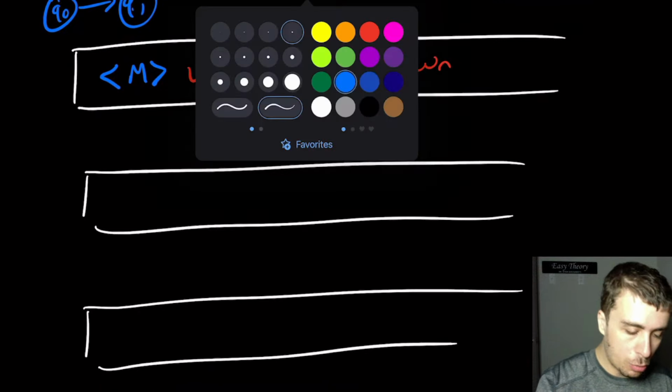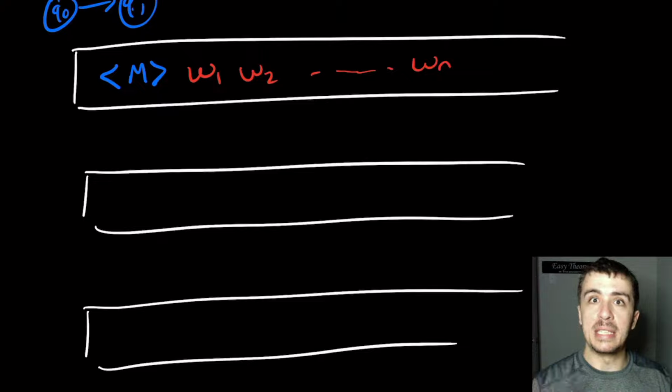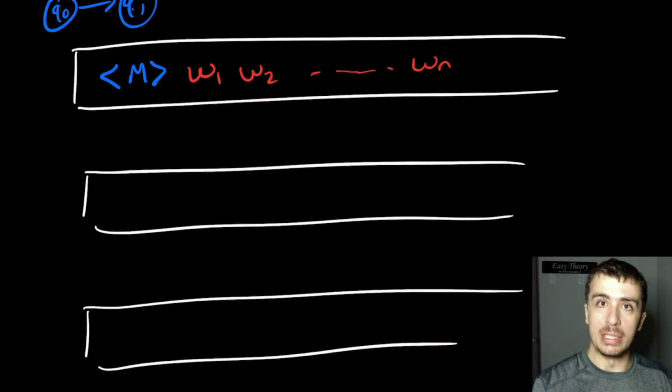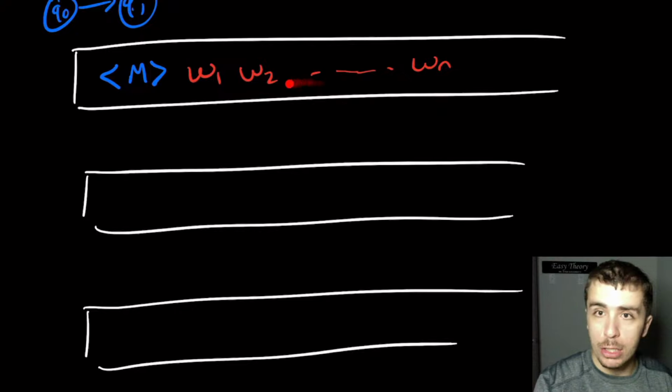Okay, so how do we actually figure out whether or not this DFA accepts the input? Well, what we need to do is keep track of the current state and what the current character is. But how do we actually know what character we're looking at?